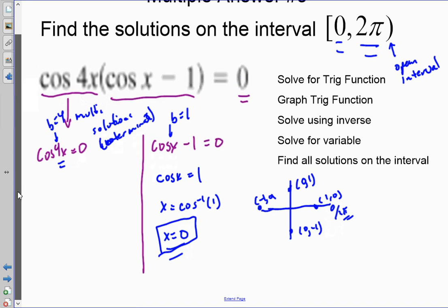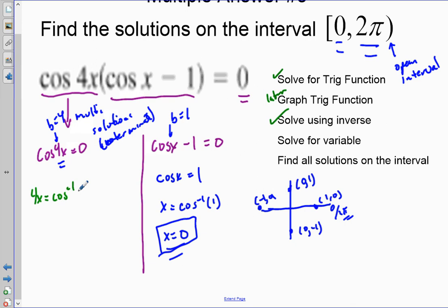All right, next we're going to solve for this puppy right here, cosine of 4x equaling 0. First off, solve for the trig function. Boom, done. There's nothing new to do here. We can graph this, maybe optional later, just to verify all our answers. And then we're going to solve it by using our trig inverses. So I'm going to take the inverse cosine of both sides, and that's what we get right there.